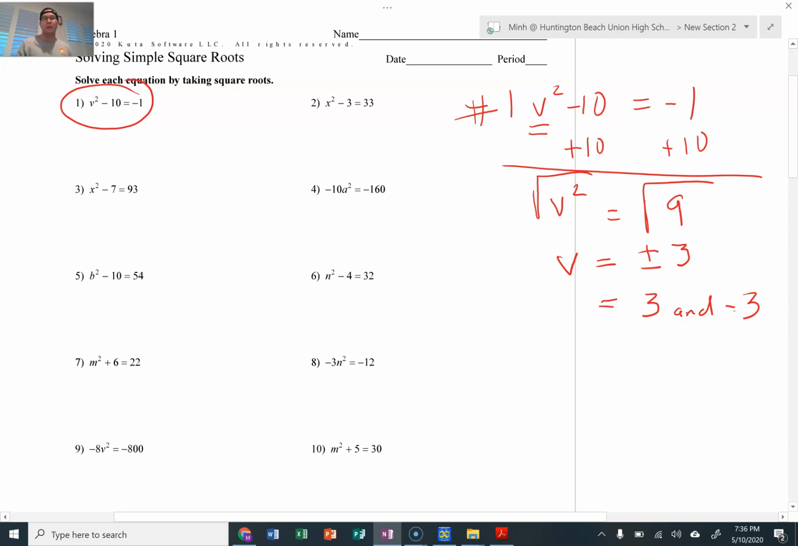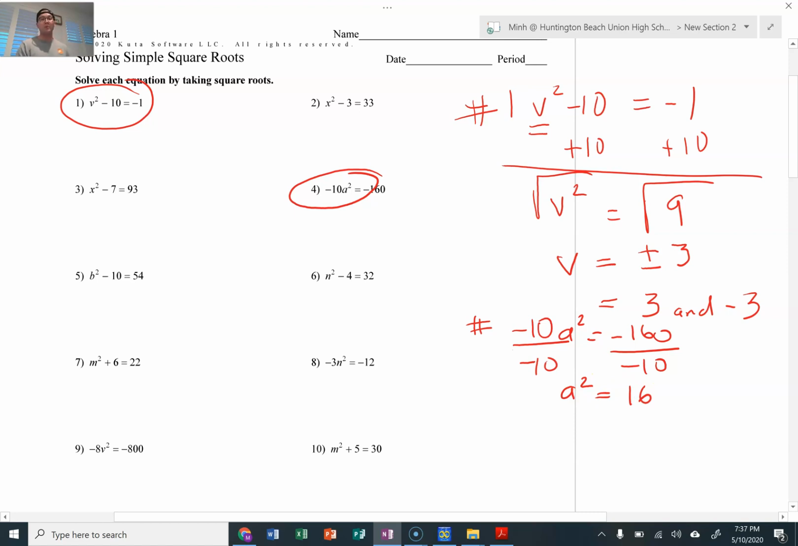All right, let's go ahead and do another type of problem. So another type of problem let's do is number 4. So number 4, you have negative 10 a squared is equal to negative 160. Simple. You want to start getting the a by itself, so you need to get rid of anything that's attached to the a. We're going to get rid of the negative 10 first. Save the square rooting last. So we'll divide by negative 10. So that's going to leave it as a squared is equal to 16.